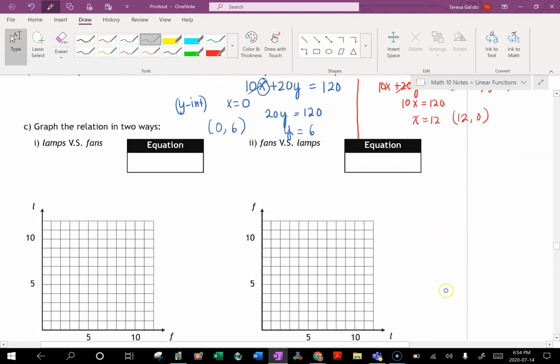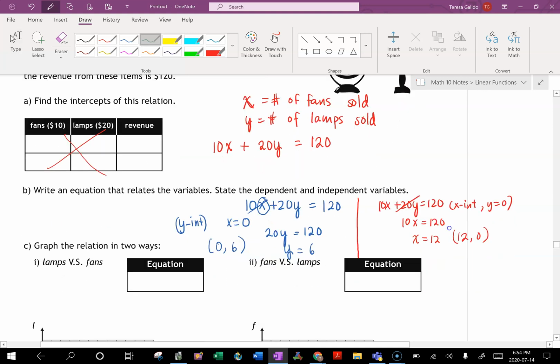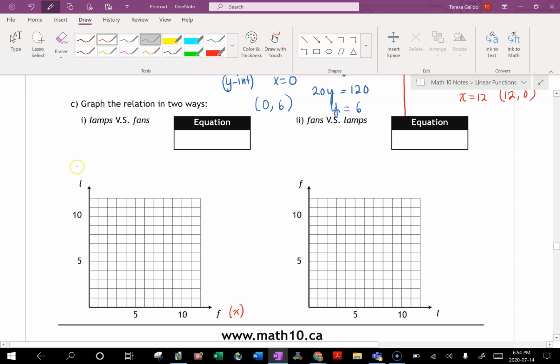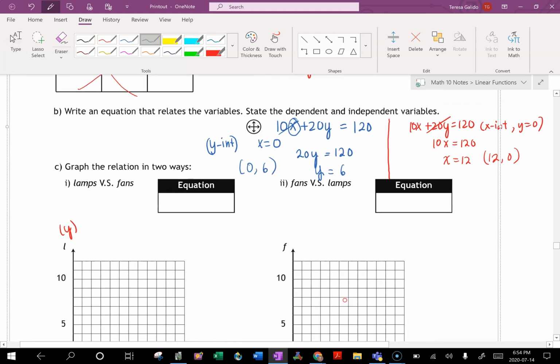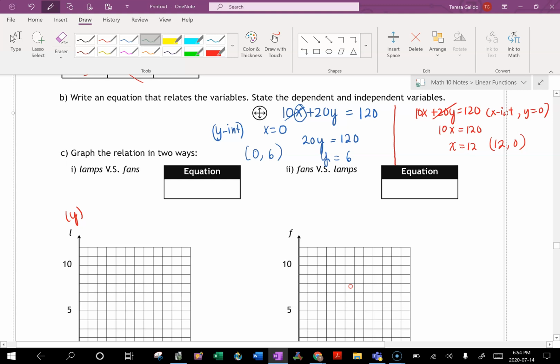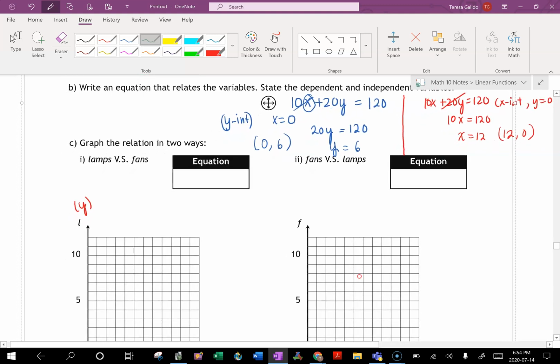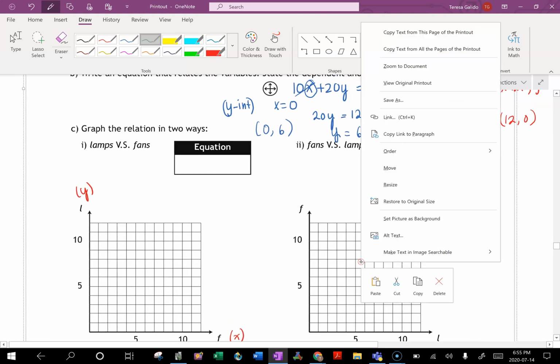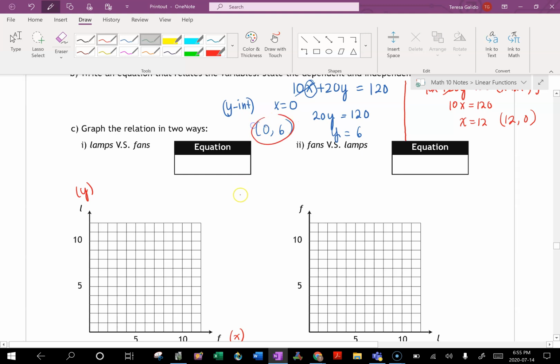So let's put that here. Our x a while ago is the number of fans sold, so we're going to use this graph here. This is our x, and our y is the number of lamps sold. So in this case, we can sell 0 fans and 6 lamps right here. So we can have 0, 6. It's over here. This is 1, 2, 3, 4, 5, 6. Or we can also have 12, comma 0.